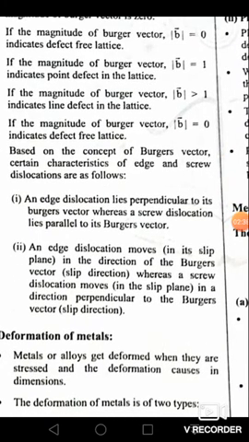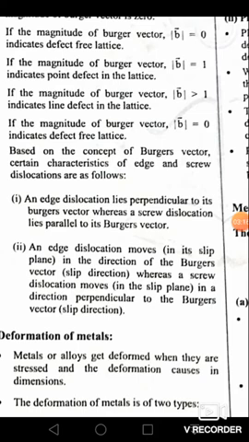Now, he is comparing the edge dislocation and screw dislocation. What are the comparisons between the edge dislocation and screw dislocation as far as your Burgers vector is concerned? An edge dislocation lies perpendicular to its Burgers vector, whereas a screw dislocation lies parallel to the Burgers vector. And the edge dislocation moves in the direction of the Burgers vector, the slip direction, because the Burgers vector is perpendicular to the dislocation line.